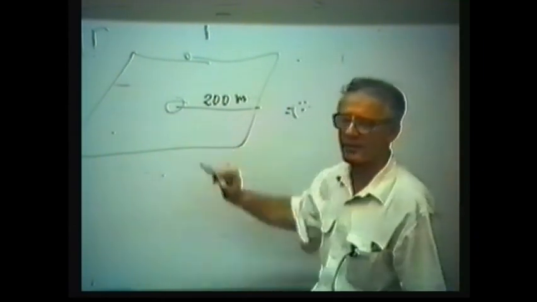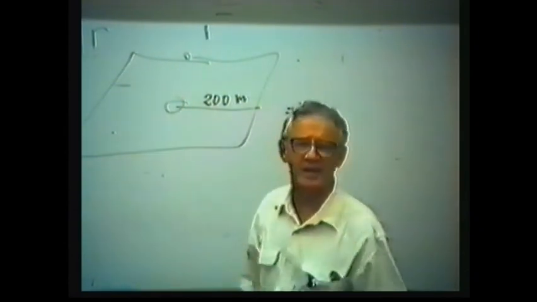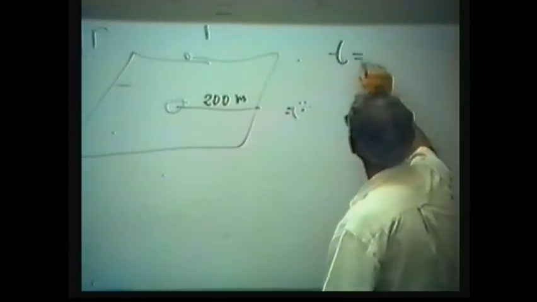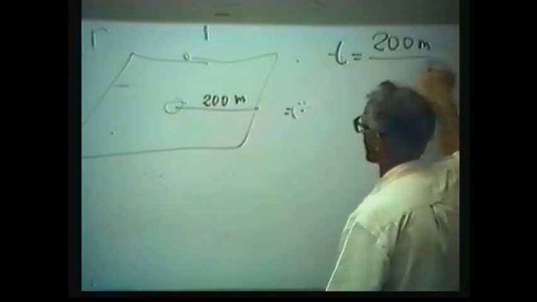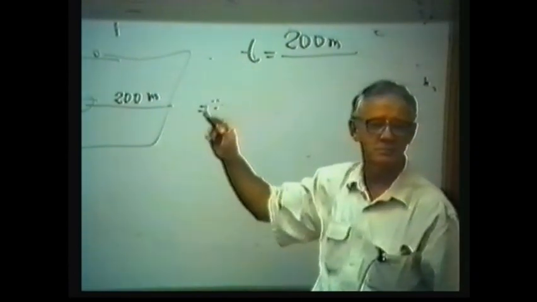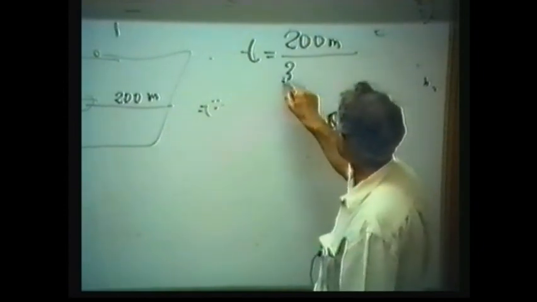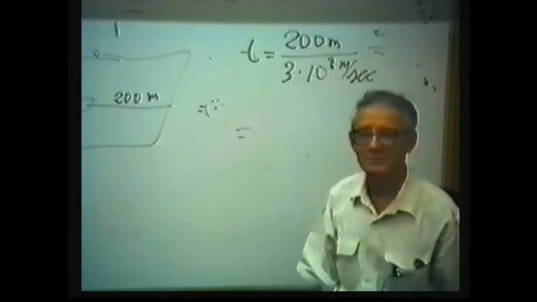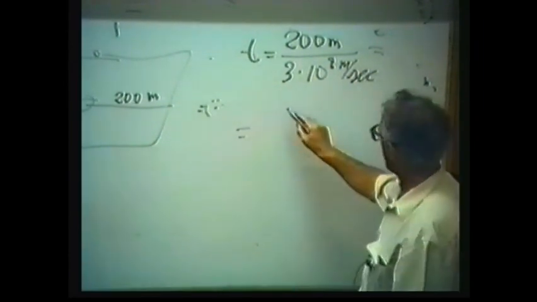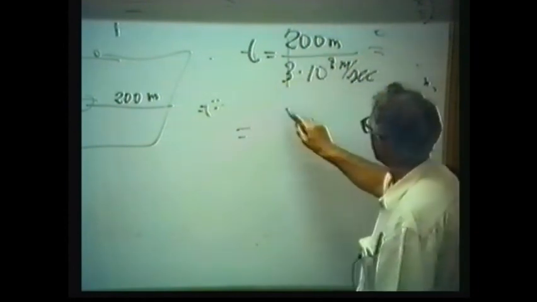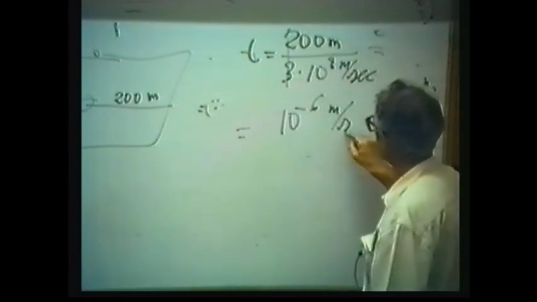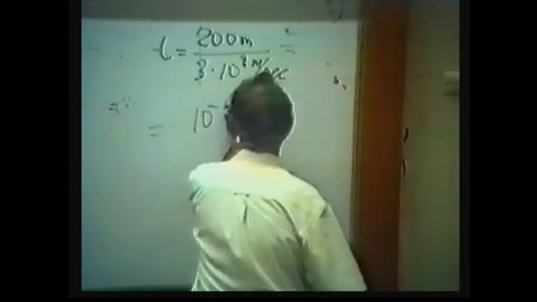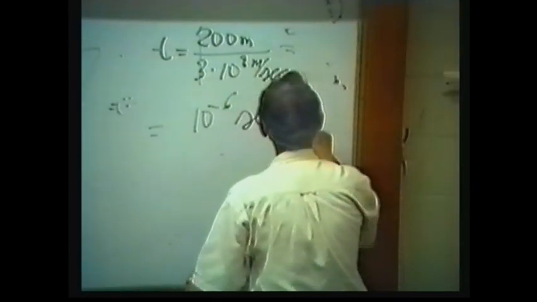So energy starts to propagate. When the front arrives at an observation point, let us find out what it is. t will be equal to 200 meters divided by what? The speed of light. 3 times 10 to the 8 meters per second. So we have 10 to the minus 6 seconds, 1 microsecond.